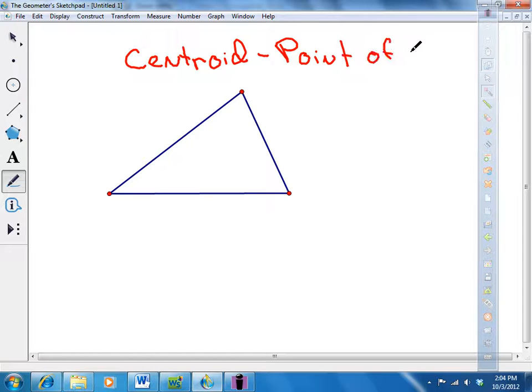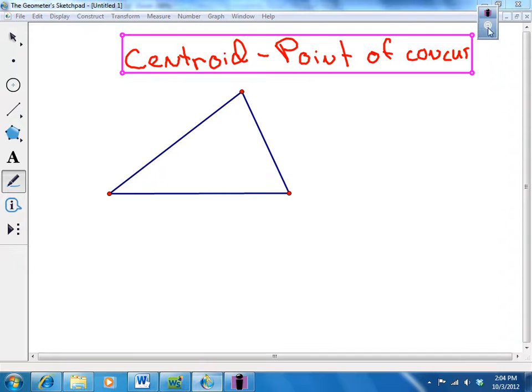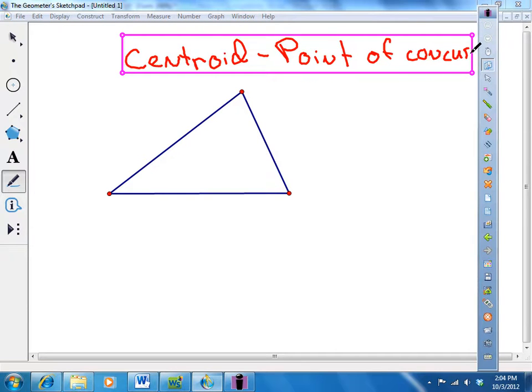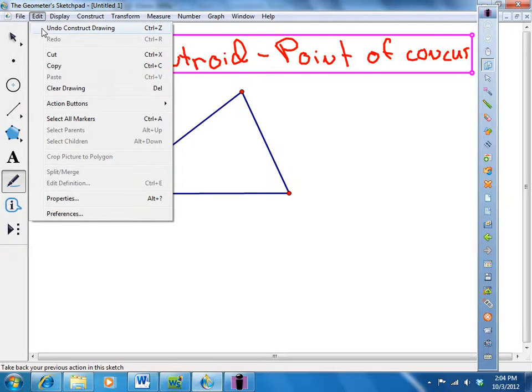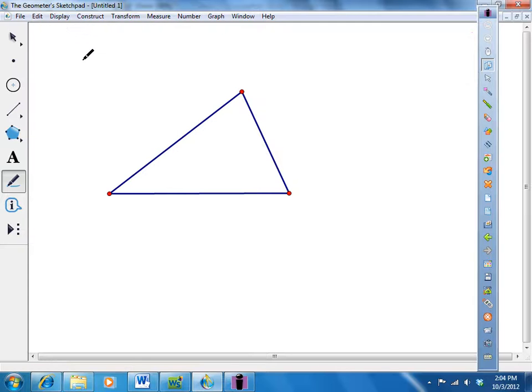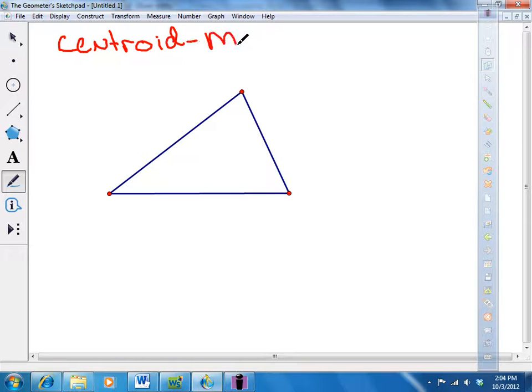Point of concurrency. Undo it here, right? So the centroid, I'm just going to say centroid is the median. Okay? Median. And so it's where all the medians intersect.